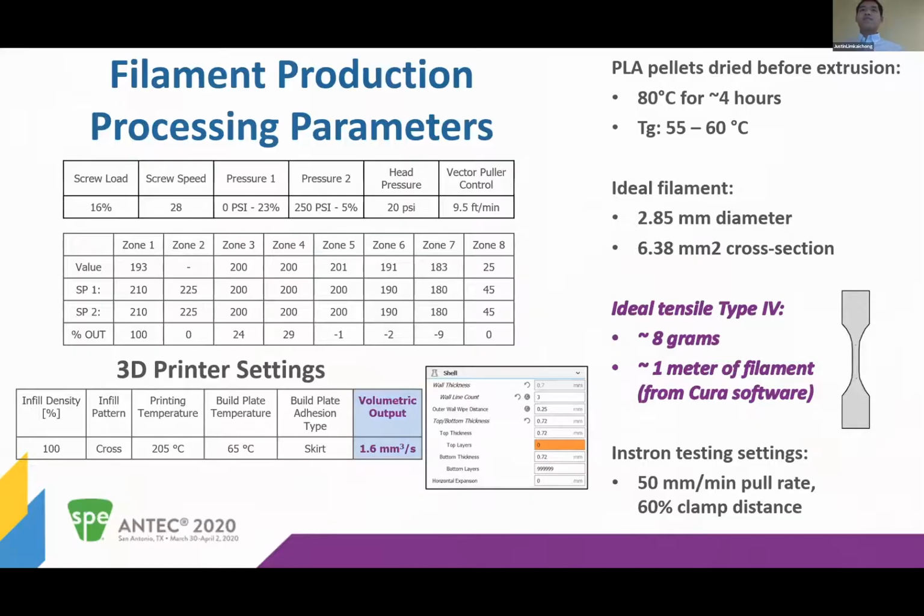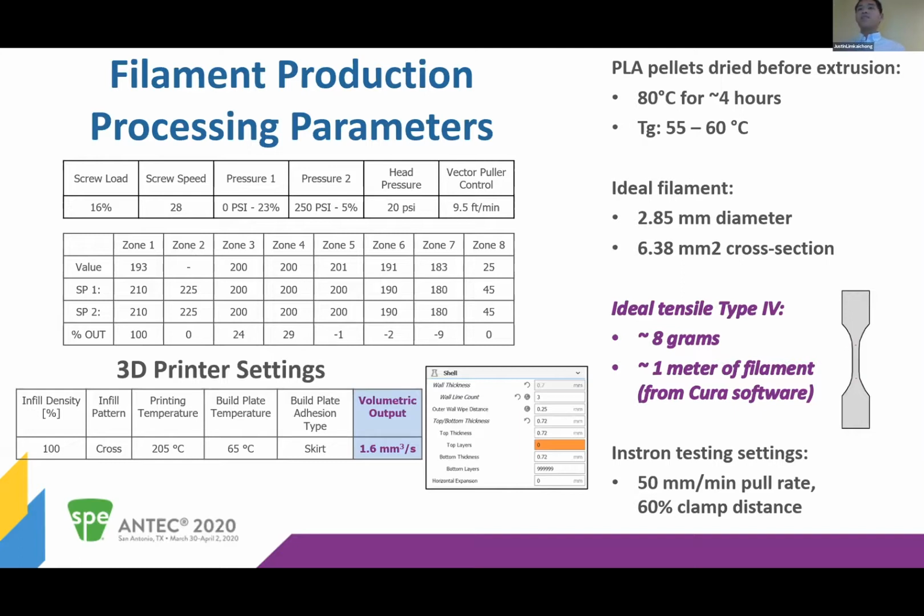So these are the different processing parameters that we used in order to create that filament. We basically followed the standard made by NatureWorks in order to create the 3D printer filament. We dried it for 4 hours at 80 degrees Celsius, and we wanted to create 2.85 millimeter diameter filament, which was required by the Ultimaker 3. As you guys know, you also have 1.75 millimeters, which is more commonly used.